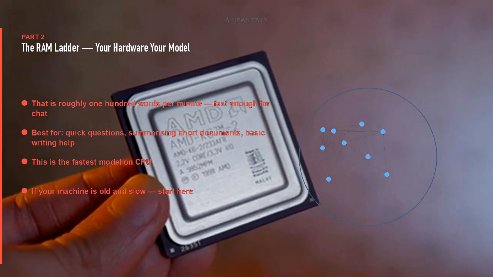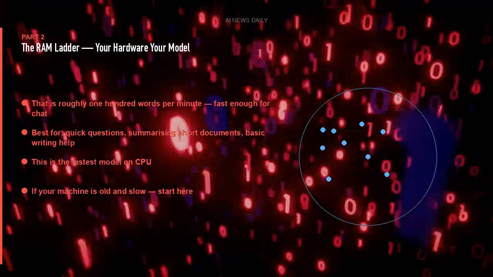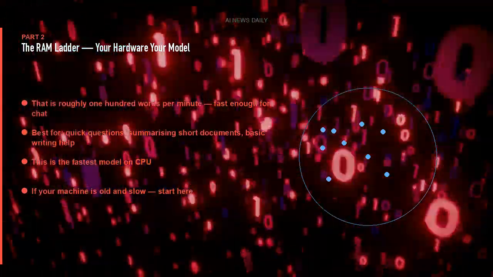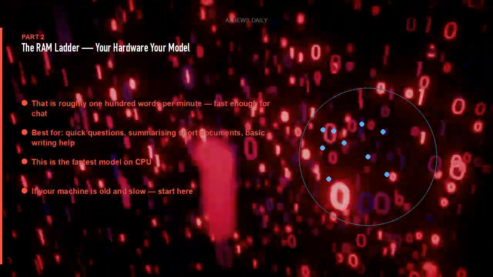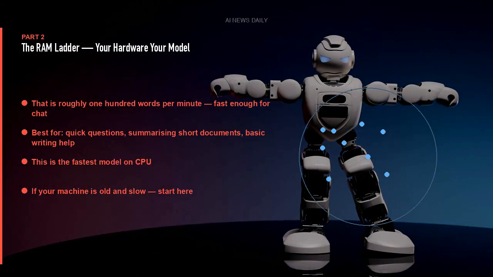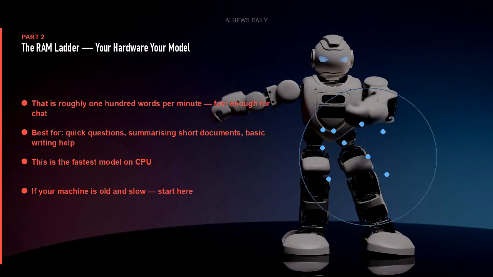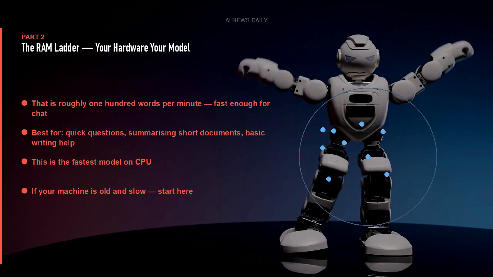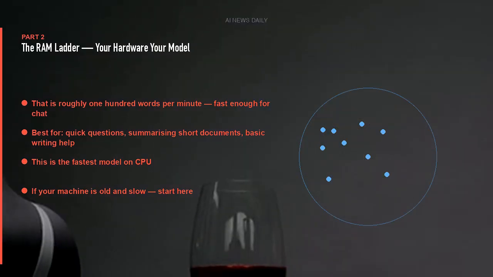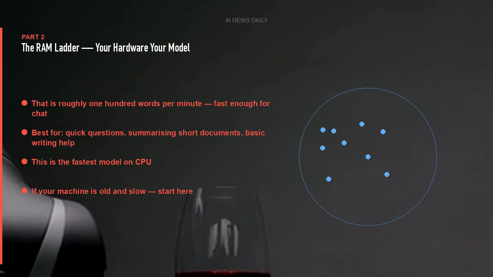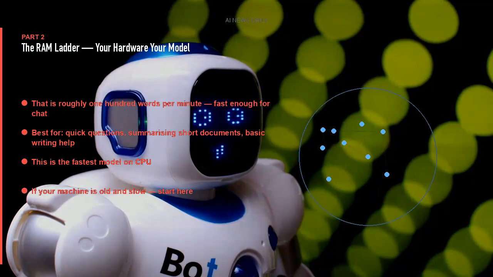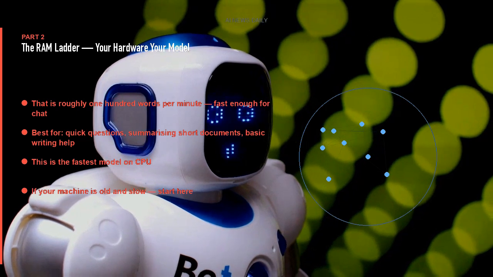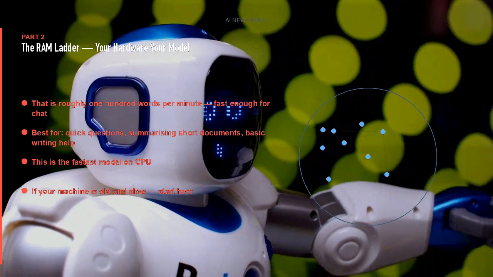8 GB of RAM. This is where CPU AI becomes genuinely useful for daily tasks. Phi-4 Mini from Microsoft. 3.8 billion parameters. File size, 2.3 GB. Speed, 12 tokens per second on a modern CPU. Context window, 128,000 tokens, meaning it can read and discuss an entire book in one conversation. This is the most impressive model at this tier.